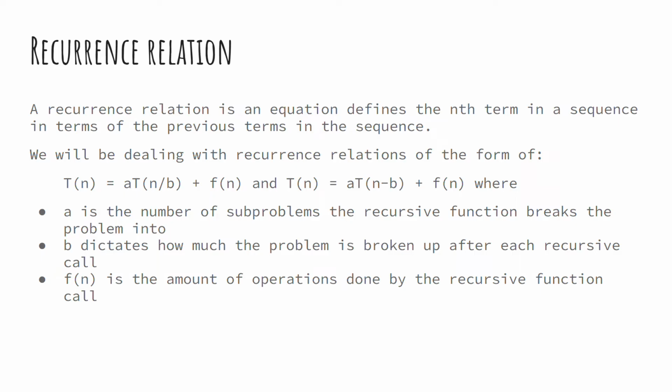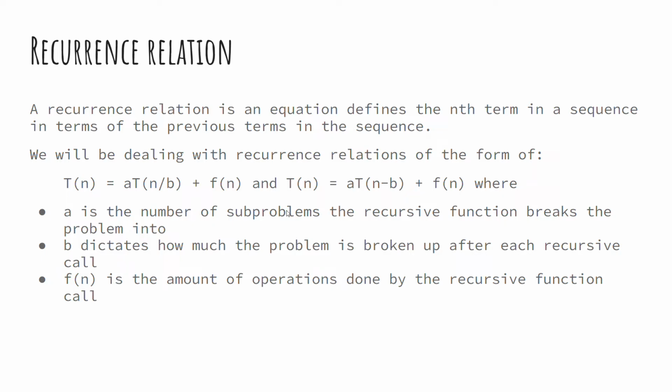Okay, so what is a recurrence relation? A recurrence relation is an equation which defines the nth term in a sequence in terms of the previous terms in the sequence. We'll be dealing with two types of recurrence relations for this class. The first one is T(n) = a * T(n/b) + f(n), and the second one is T(n) = a * T(n - b) + f(n).